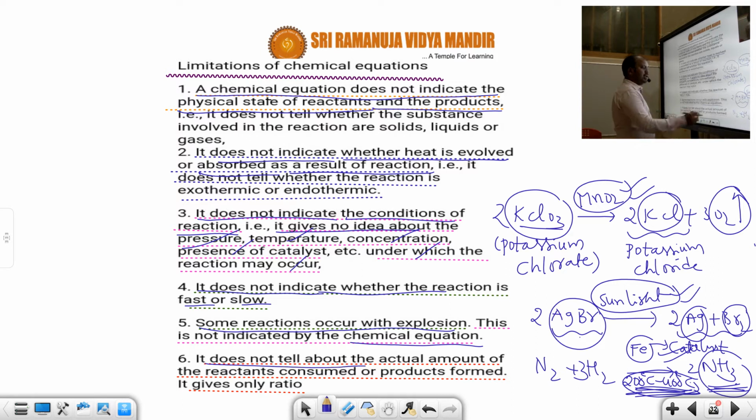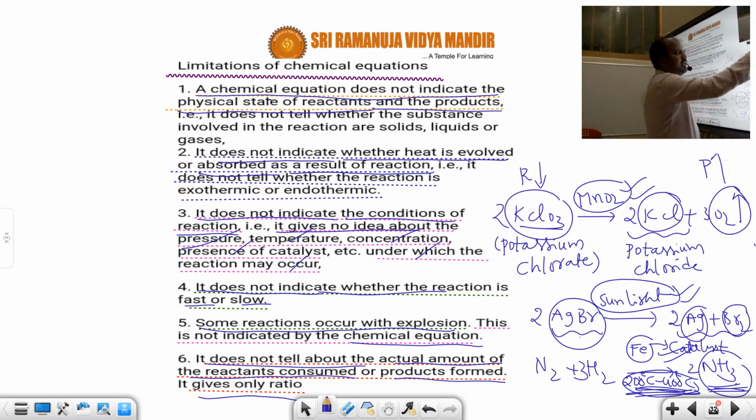And it does not tell about the actual amount of the reactants consumed and the actual amount of products formed. It gives only a ratio, but it does not tell how much quantity of reactants decreases and how much quantity of products increases. Whenever a chemical reaction occurs, the reactants' amount decreases and the product amount increases. But how much the reactant decreases and how much the product increases, that information is not given by chemical equations. That's why a chemical equation does not explain these factors.